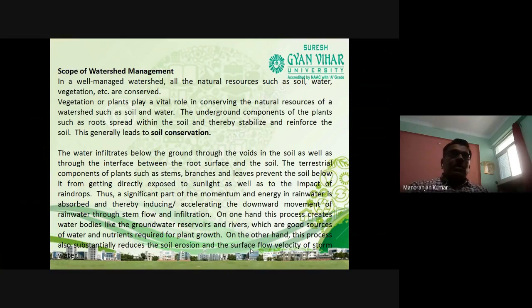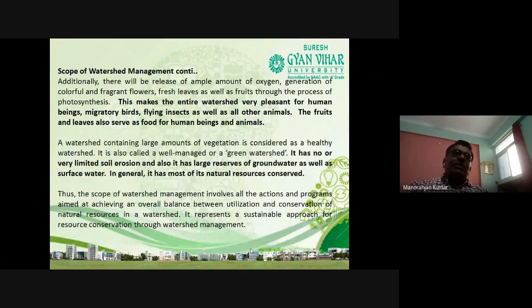Also, there will be a release of an ample amount of oxygen, and generation of colorful and fragrant flowers, fresh leaves, as well as fruits through the process of photosynthesis. So this activity makes the entire watershed very pleasant for human beings, also for the migratory birds, flying insects, as well as all other animals. The fruit and leaves also serve as food for human beings and animals.